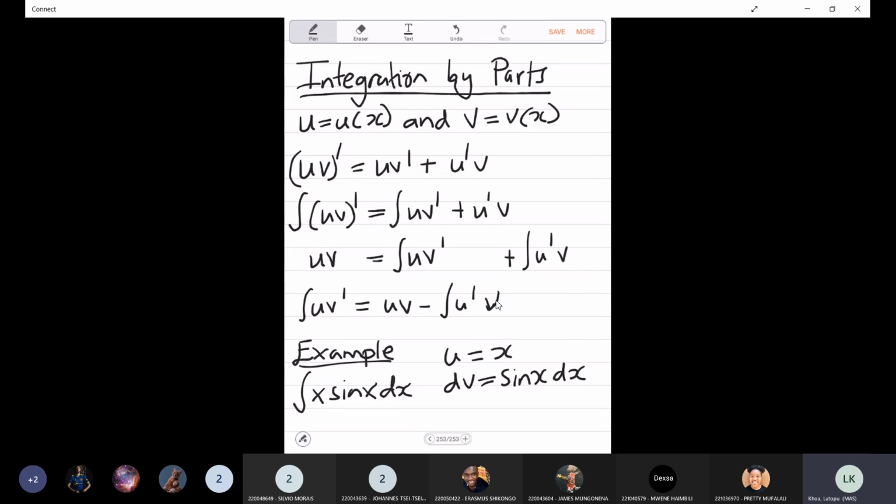So for the rest of the formula, I need u prime, which is du. So I work out du, which is just dx. And then I work out v. To work out v, I have to integrate sine x dx. The integral of sine x dx is minus cos x. Okay, so now that I have all these terms, I have u, v, and du or u prime, I just substitute them into this formula and then simplify as far as possible.